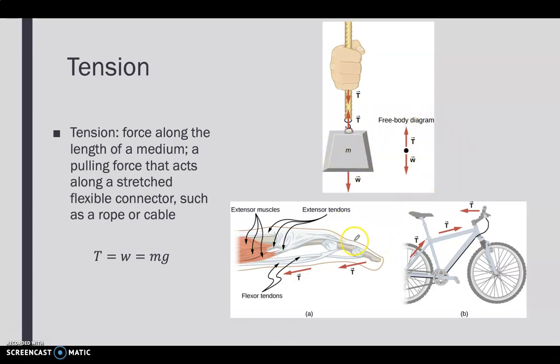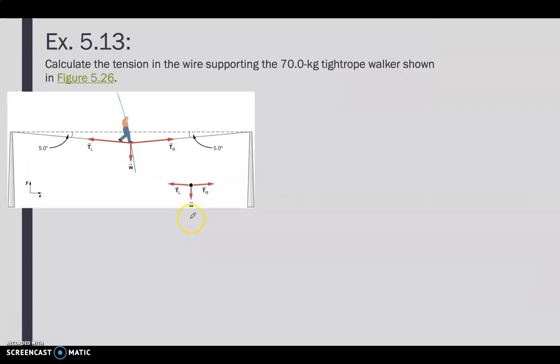And I have a couple of other examples here. We have tension in different tendons and muscles, and then tension with wire. All right, so let's look at an example of this. Here we want to calculate the tension in the wire supporting a tightrope walker who has a mass of 70 kilograms and is shown here.